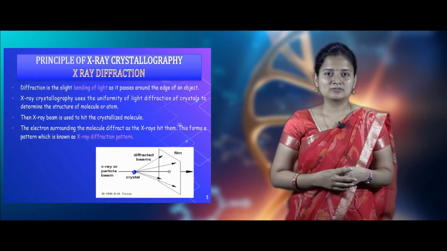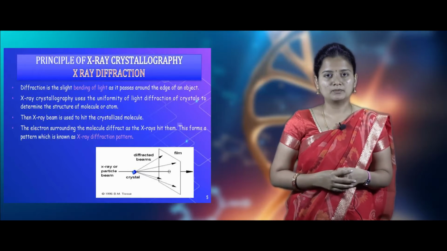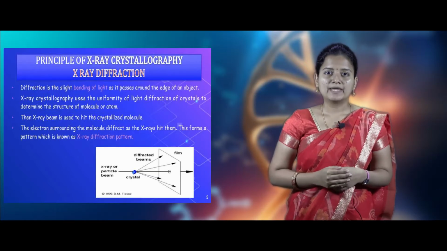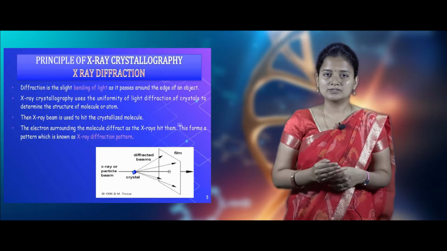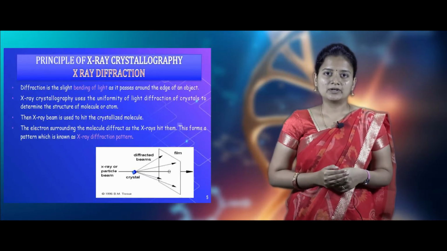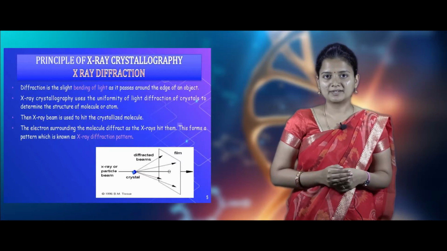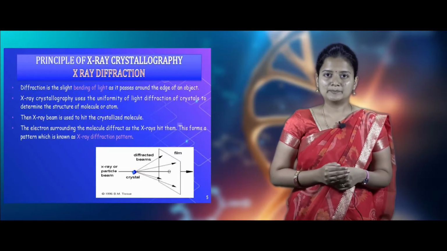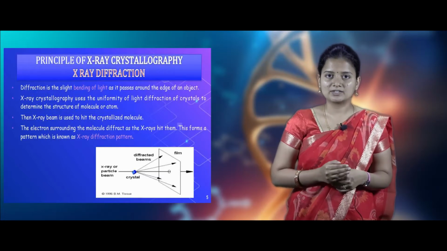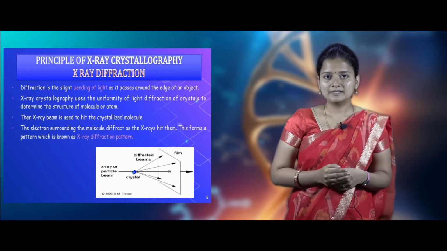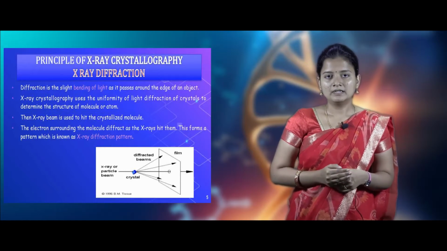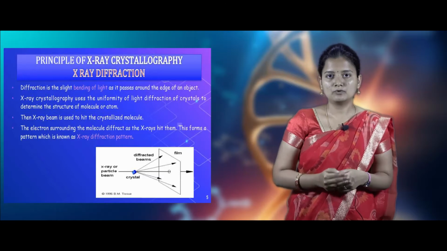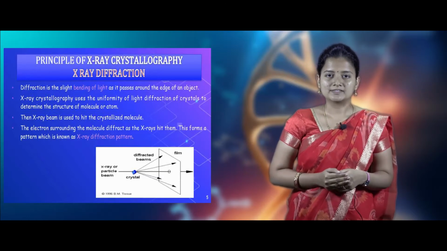The principle of X-ray crystallography mainly depends on two concepts. One is X-ray diffraction, another is Bragg's law. We are going to see them one by one. So, X-ray diffraction. Diffraction is the slight bending of light when it passes through the edges of an object. X-ray crystallography uses the uniformity of light diffraction by the crystal structure, and it helps us determine the protein structure or crystalline structure. When X-rays hit the crystal, the electrons around the molecule diffract them in different directions. This diffraction leads to pattern formation, and that pattern is called the X-ray diffraction pattern.